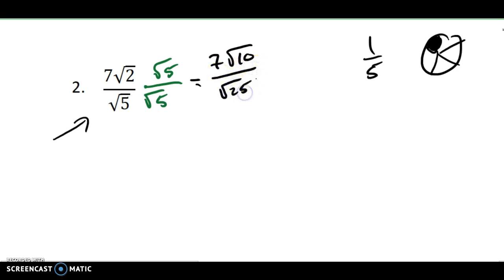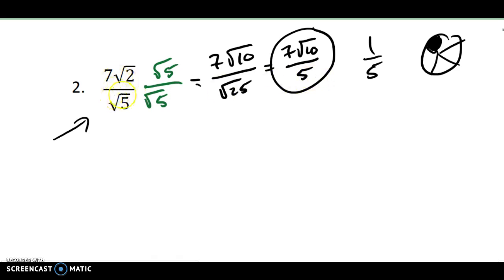So we'd get that. And then the square root of 25 is 5. And then that's how we do it. So we have 7 root 10 over 5 pieces. And so root 10 is a little bit bigger than 3. So we have 21 fifths basically, or like 4 pizzas and 1 more slice. And so we can actually visualize that.